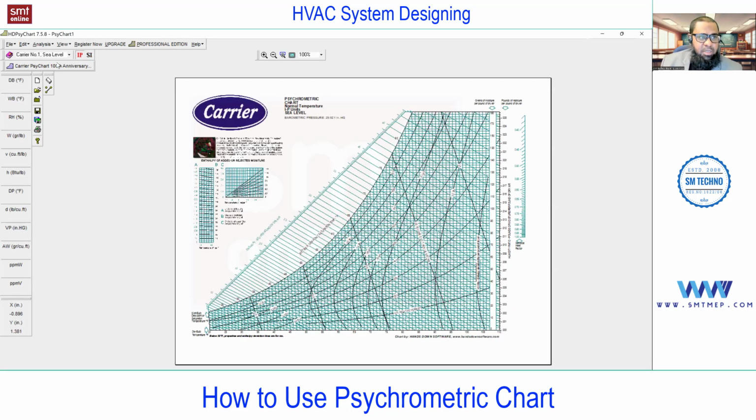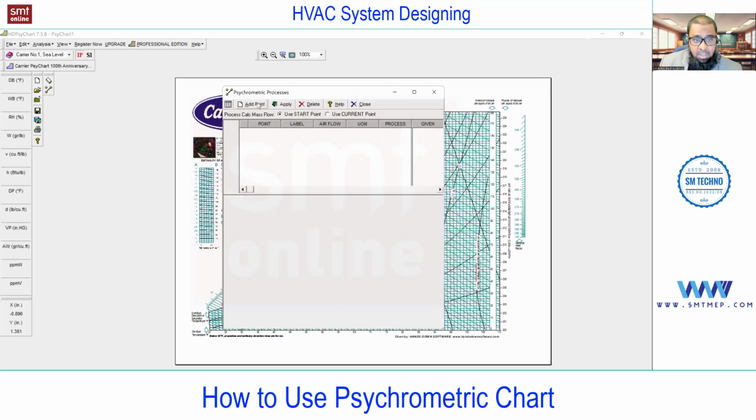After that, simply verify this psychrometric chart number. Suppose I'm using Carrier 1. Then use this option, state point and process. When you click this, you'll get a window. In that window, click add a point and provide the two parameters. The example one was 81 degree Fahrenheit dry bulb.